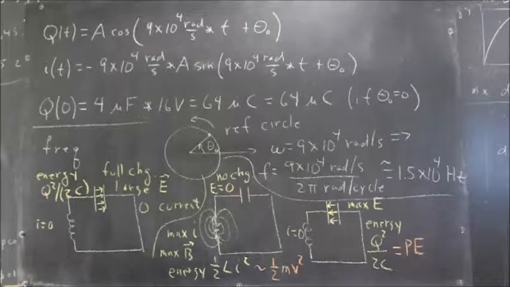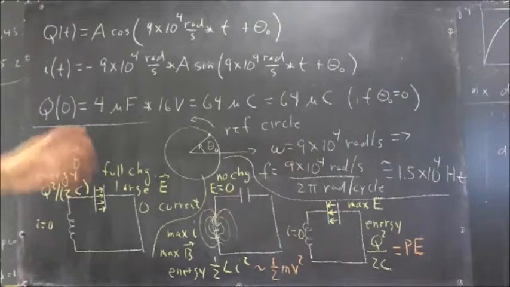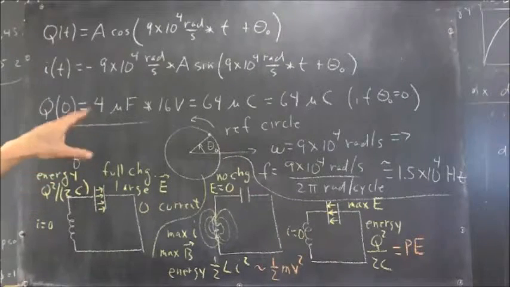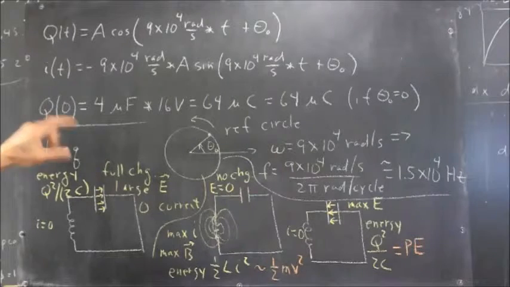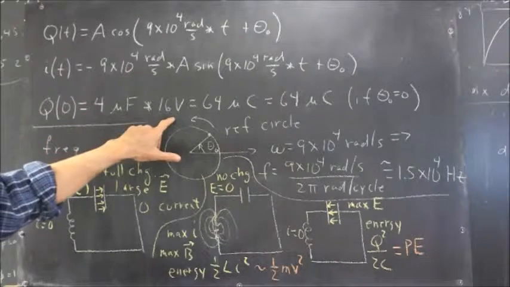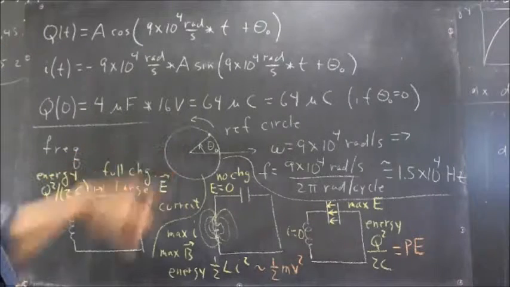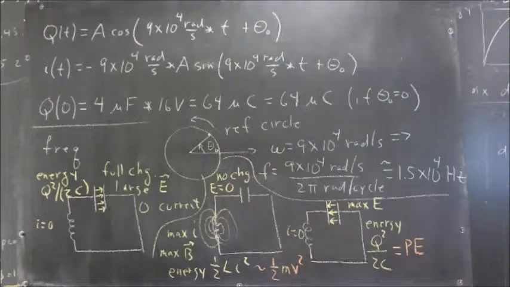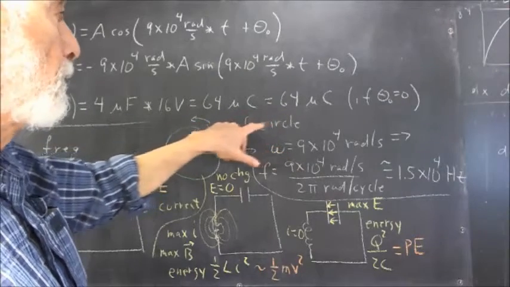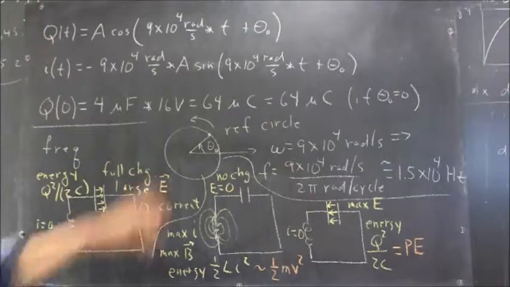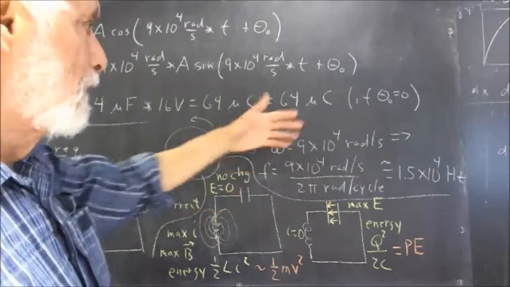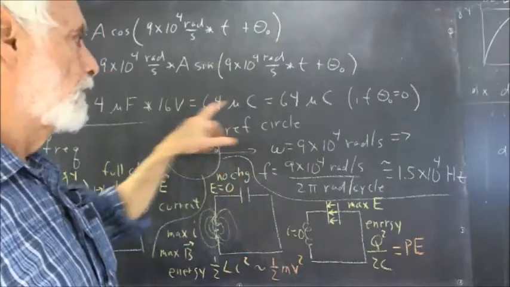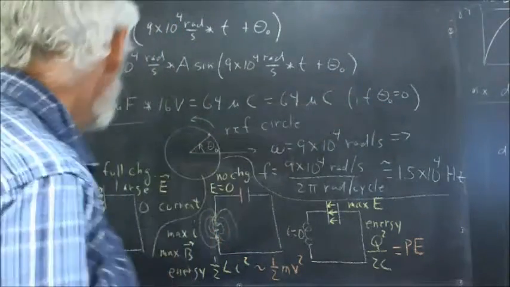Okay, if you throw the switch on that circuit that I no longer have in front of us, at t equals 0, then your charge at 0 is going to be what? The 4 microfarads multiplied by the 16 volts. And that's going to give you 64 microcoulombs of charge. This is assuming, of course, that theta naught equals 0.